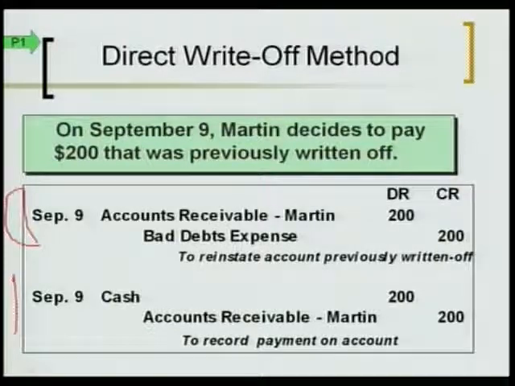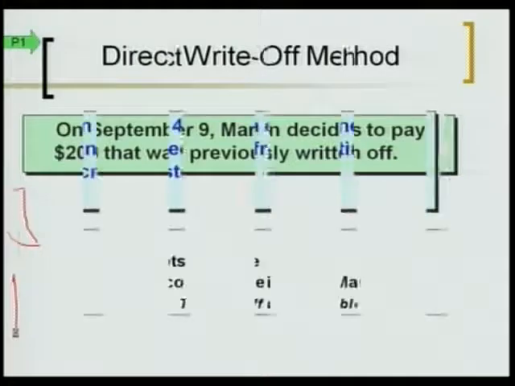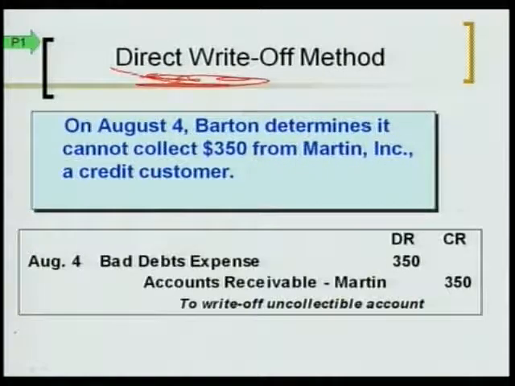That's not too hard, is it? Now, there's one big problem with the direct method, though. Let's go back to the entry where we determined it couldn't collect $350 from Martin Inc. What date does this occur on? We make this journal entry to write off the account on August 4th.